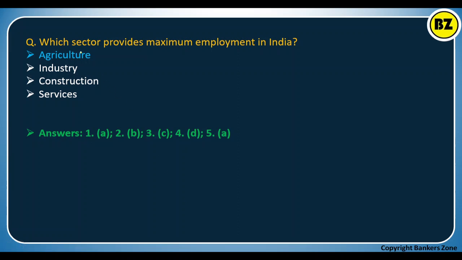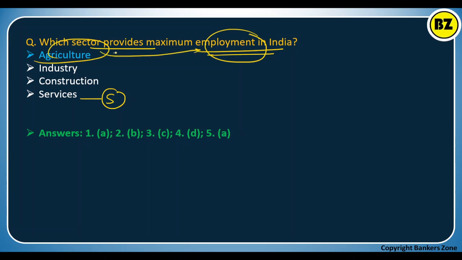See the last question: which sector provides maximum employment in India? The contribution to GDP is by the service sector, but if it is employment, then agriculture has the highest employment in India. So the answer will be agriculture.